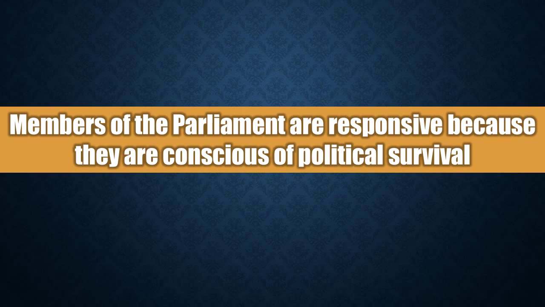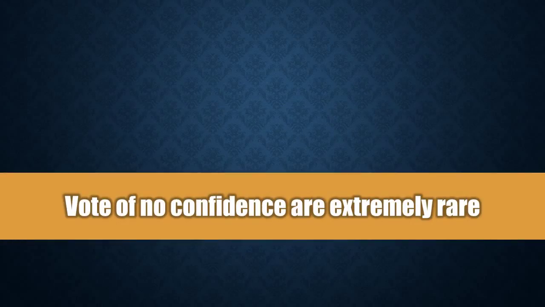As for the relationship of the Prime Minister with the members of the Parliament, it is notable that members of the Parliament are highly responsive to the requests of the Prime Minister because they are conscious of political survival. Furthermore, members of the Parliament desire to have cabinet posts, which is why they are often loyal to the Prime Minister. In this way, the Prime Minister can have his priority laws passed with ease.